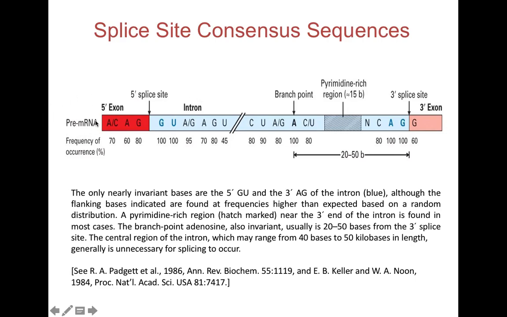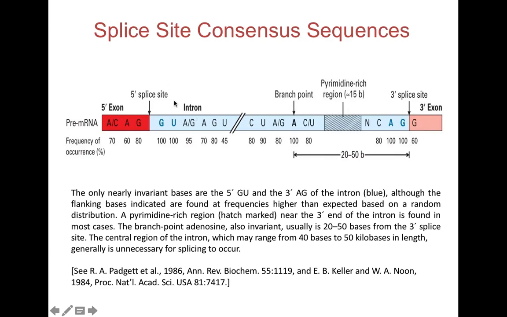Here you see a pre-mRNA molecule. This is the 5' exon. This is one exon, and this is the second exon at the 3' end. So in between these two exons, we have an intron present. So we have one exon at the 5' end and one at the 3' end, and this is the intron in the middle.